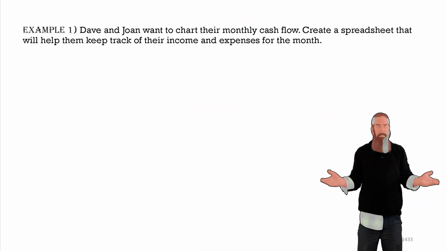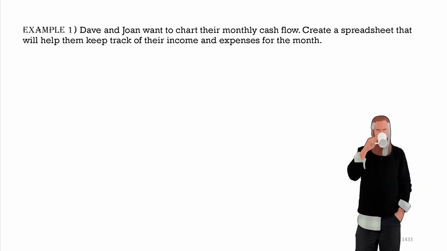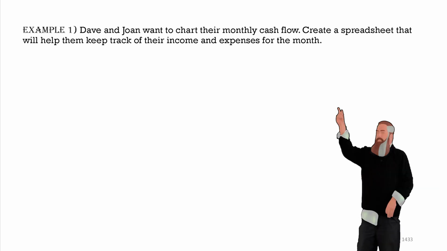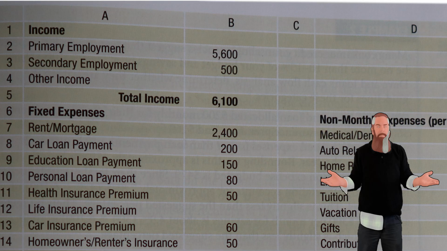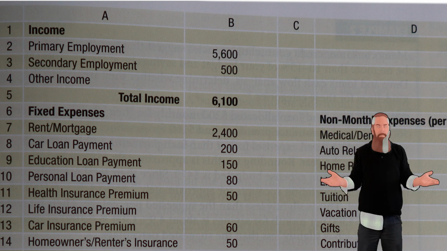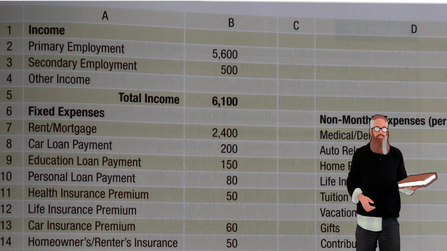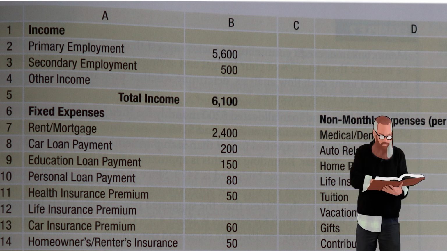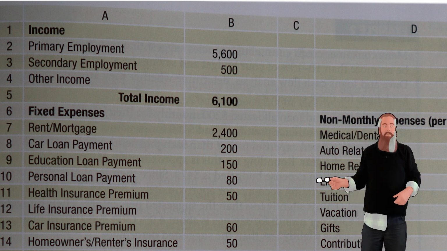Dave and Joan want to chart their monthly cash flow. Create a spreadsheet that will help them keep track of their income and expenses for the month. Dave and Joan must first collect monthly amounts for their income, fixed expenses, variable expenses, and savings. The cash flow analysis spreadsheet shown on screen asks the user to input after-tax income into B2 through B4.